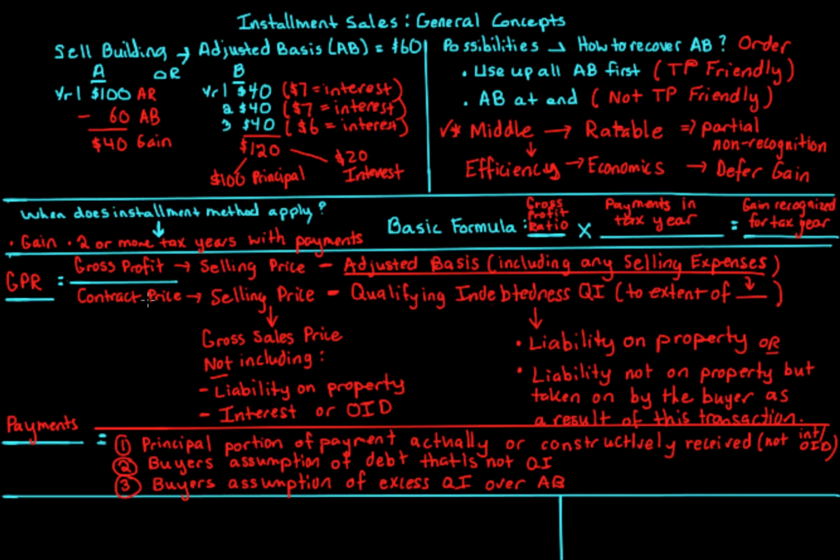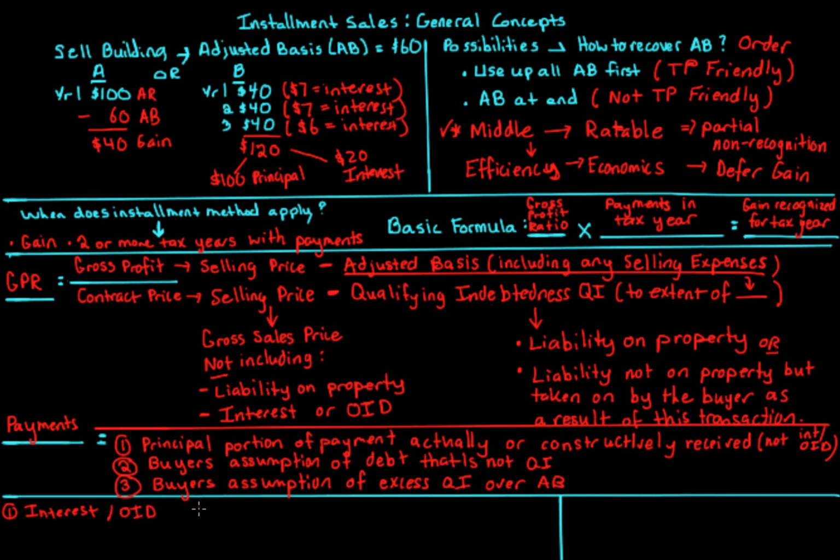So we got our gross profit ratio and we got our payment. We multiply those two together and we get our gain recognized for the tax year. Now, I'm going through a lot of, if you have liabilities and stuff, you might have a very basic example. I want to talk about some additional issues. I mentioned we would talk about OID. So let's talk about interest and original issue discount.